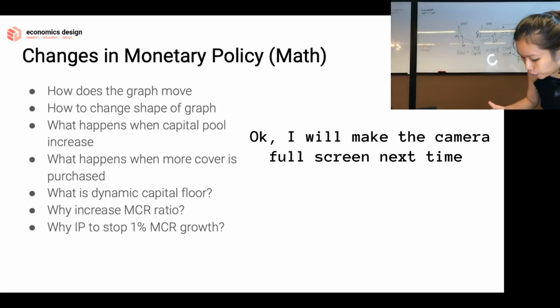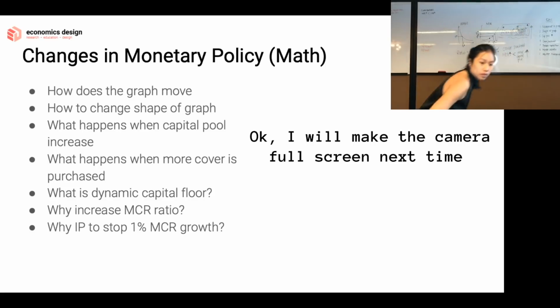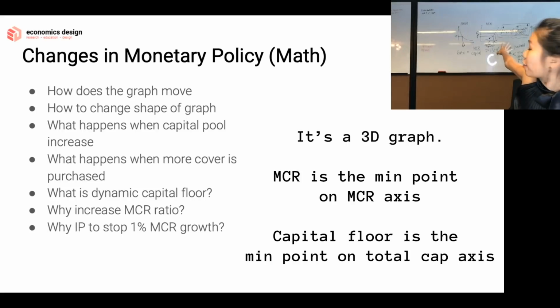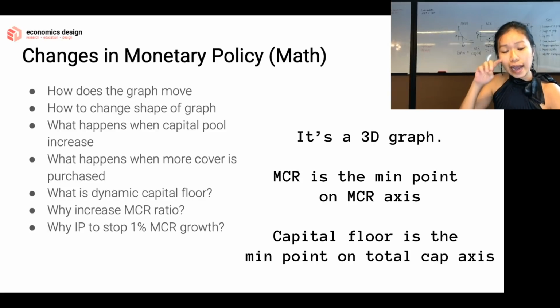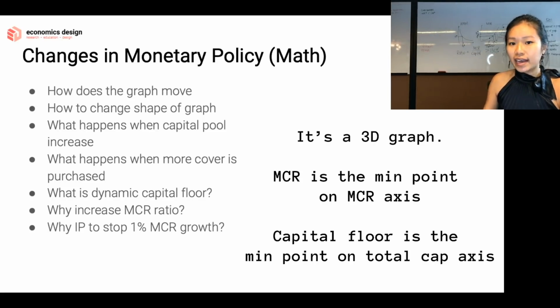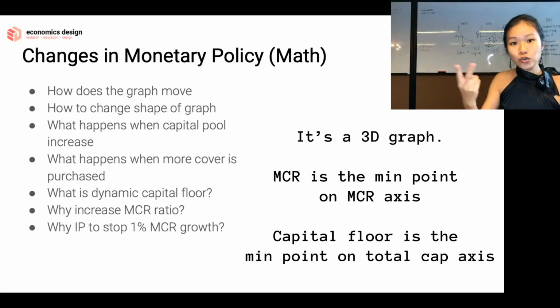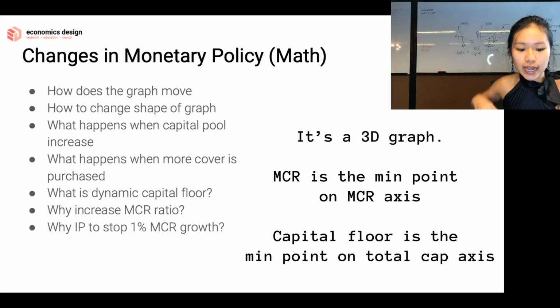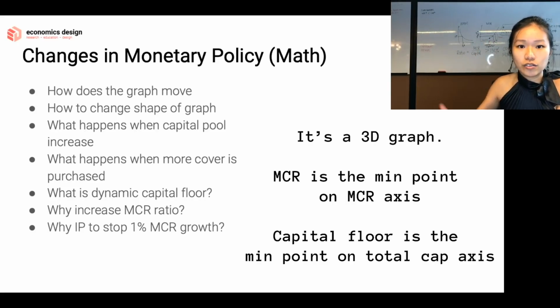What is a dynamic capital flow? So I added a dot on the graph at a much lower end, and it's called the dynamic capital flow. As you can imagine, a capital flow is the minimum amount that is needed. There are two types of minimum amount. One is the MCR, which is the minimum capital required, and the other one is this capital flow, which is the least amount of capital needed in the system. And it's dynamic because it changes based on the different variables that are in there.